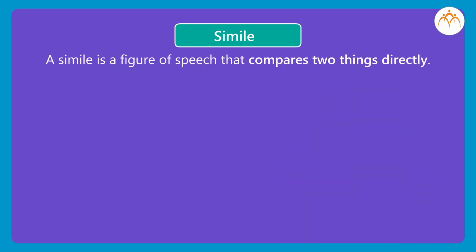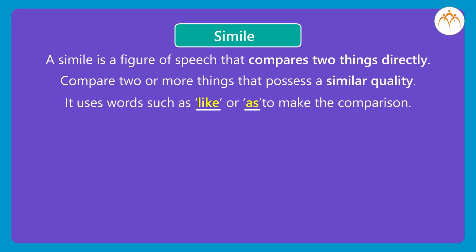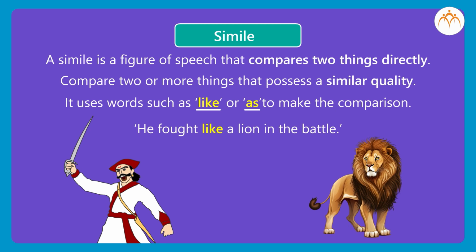A simile is a figure of speech that compares two things directly. It is mainly used to compare two or more things that possess a similar quality. It uses words such as like, as to make the comparison. For example, if we need to describe a soldier who fought very bravely in the battle, we may say, he fought like a lion in the battle. Here we are comparing the soldier's way of fighting with that of a lion. To show this comparison, we have used the word like.